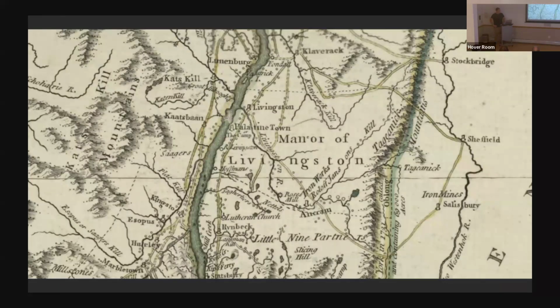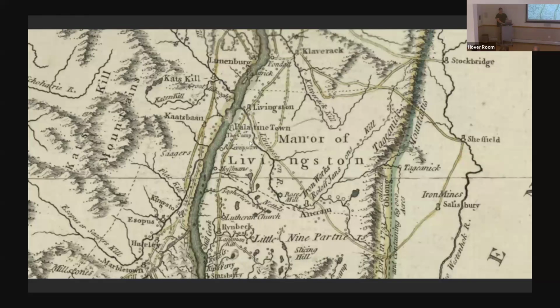This map here is from a collection called the American Atlas, published in London in 1775. This particular map, this is one of several maps in the Atlas, was done from surveys completed in 1723. So even though it was published for the first time in 1775, it was from considerably older surveys. And of note here, what's now Germantown is called Palatine Town, or the Camp.